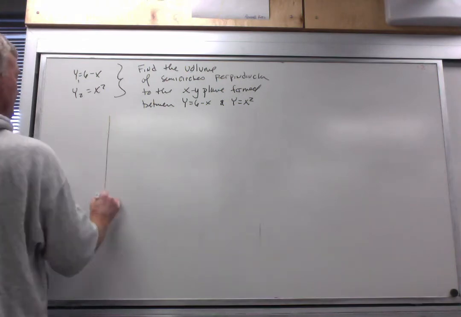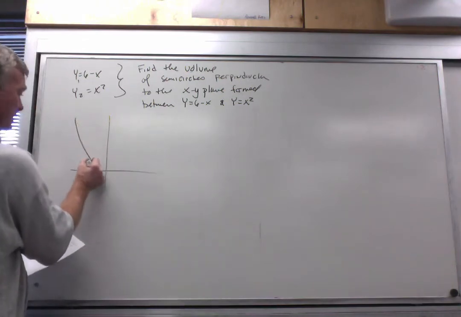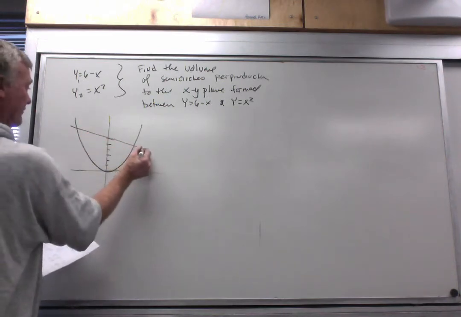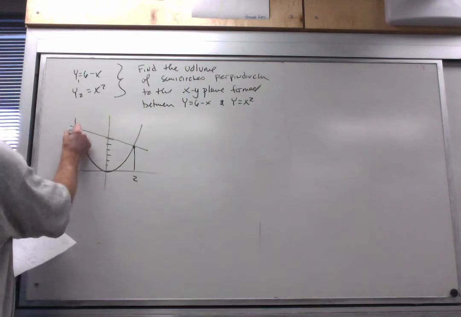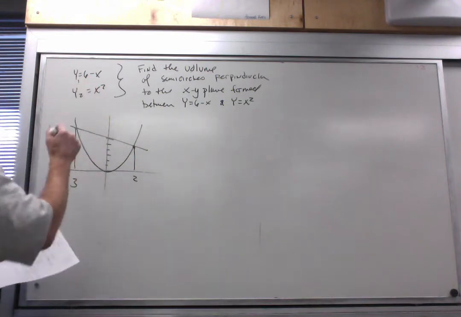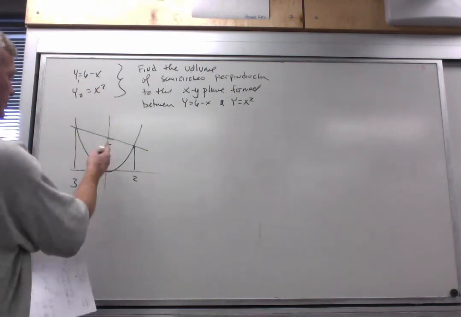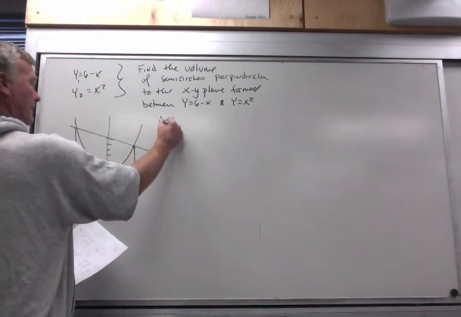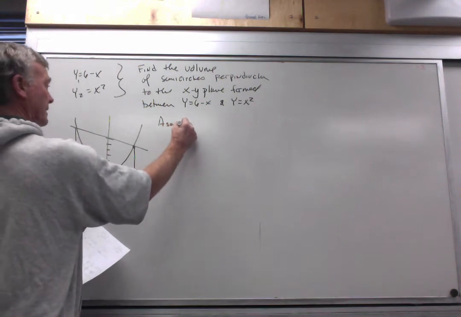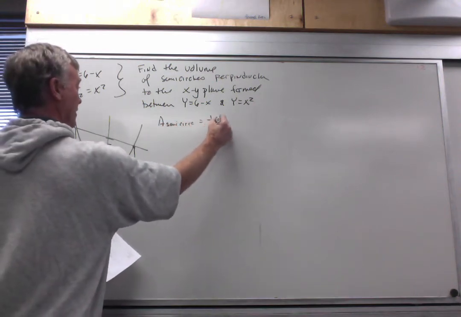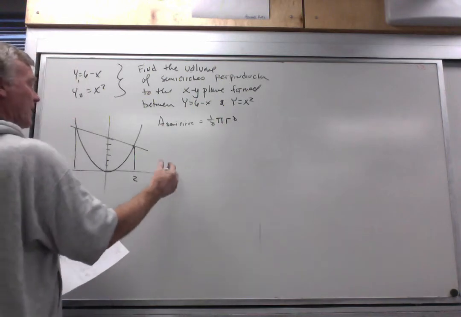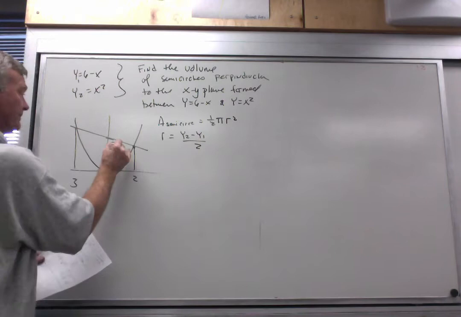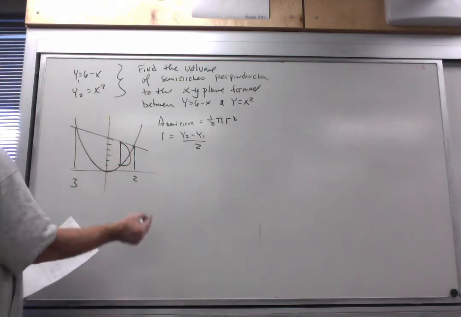Well, what we'd have to do first of all is solve this. I'm going to do this pretty quick because of the time factor. If you graph it on your calculator, you find out that this is 2, this is 3. You could also set those equal to each other, factor it, and that's what you would get. This is our shape. I want to put semicircles in here. Well, the area of a semicircle is 1/2 pi r squared. My r is y2 minus y1 over 2, so this distance here.